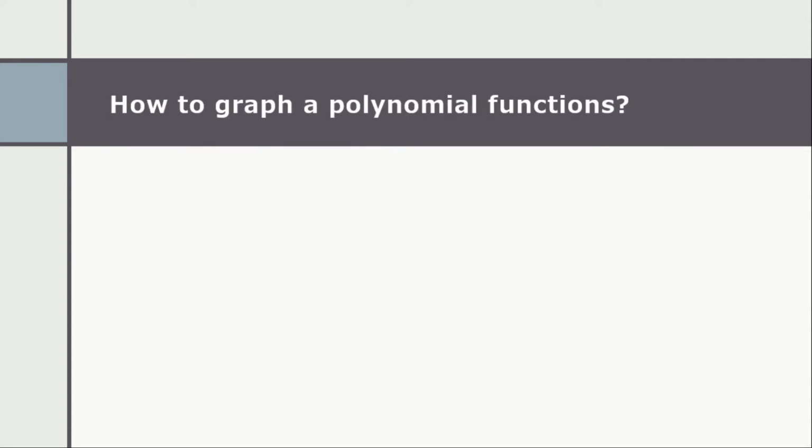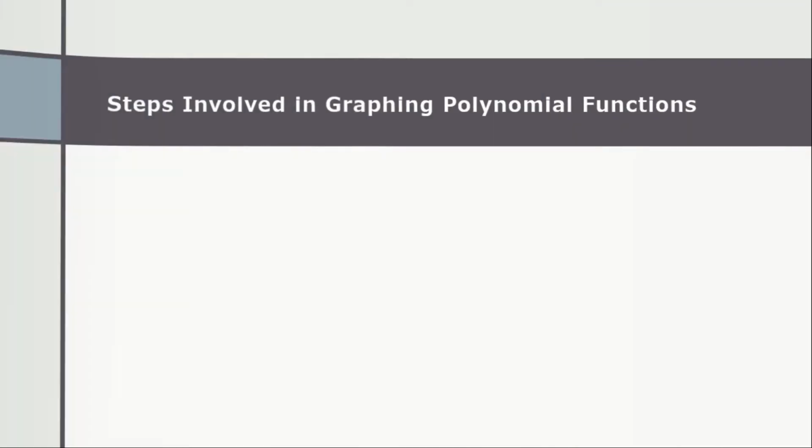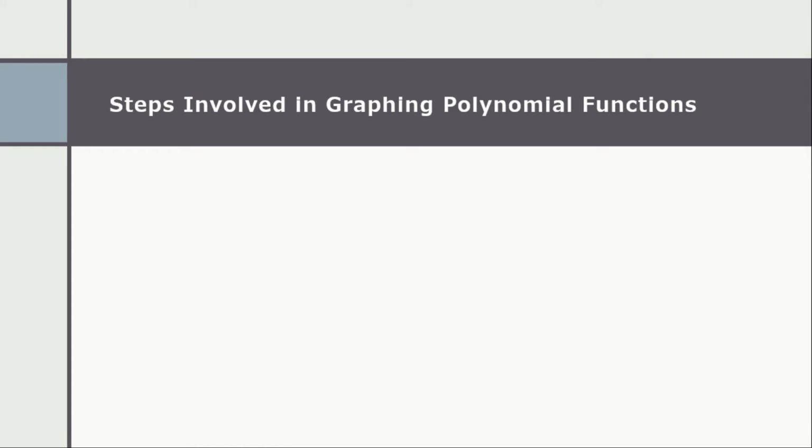So, how do we graph polynomial functions? To sketch the graph of any polynomial function, you can start by finding the zeros of the function and the end behavior of the function. In order for us to do that, we need to follow the following steps. Step number 1. Write the function in factored form.